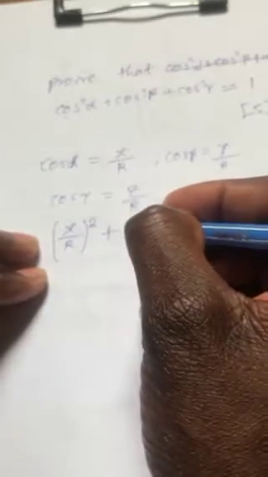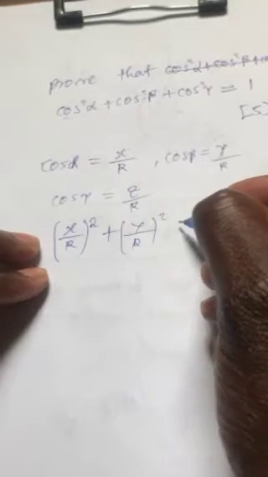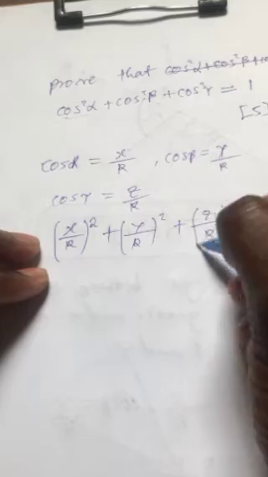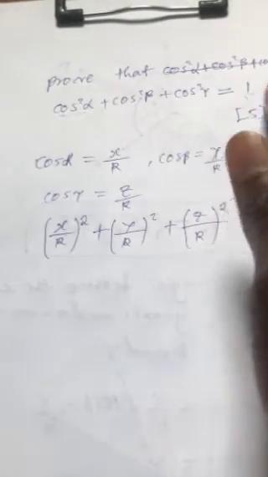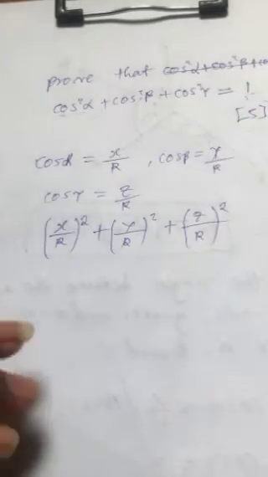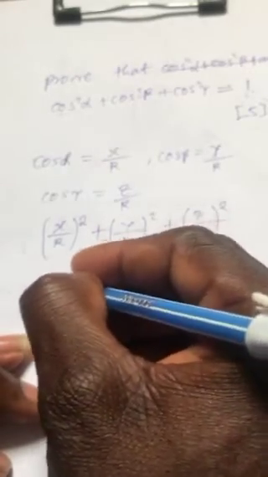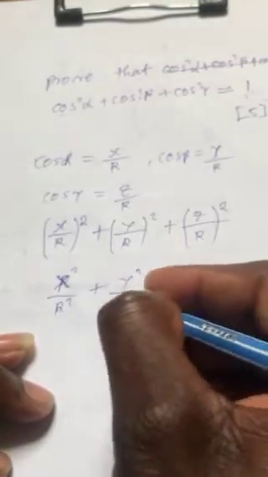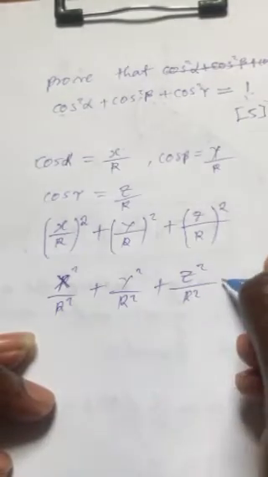So I'll say plus y over r, I also square that, plus z over r, I also square that. My main aim is to come up with 1 for me to acquire these 5 marks. So we are going to square both on top as well as down. It's going to be x² over r² plus y² over r² plus z² over r².